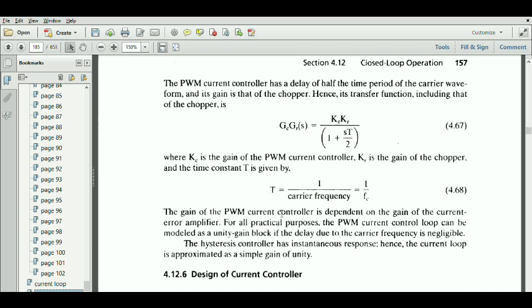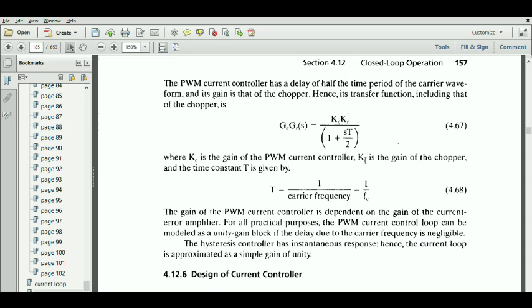For your sake I will read out. The gain of the PWM current controller depends on the gain of the current error amplifier. This is the total PWM current controller gain. It depends on the gain of the current error amplifier, which is KC, and also it depends upon KR, the gain of the chopper.